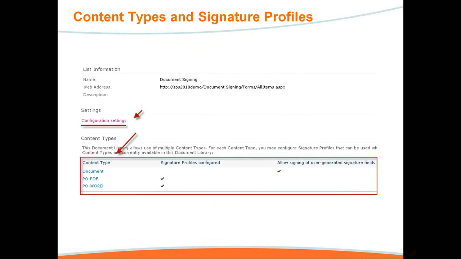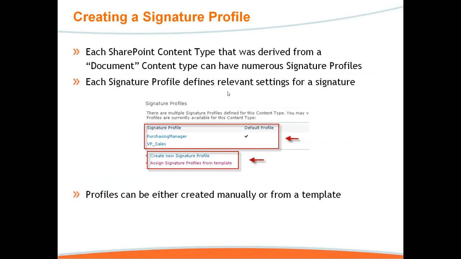Now, another way you can manage the signature locations is by using the SharePoint content types. For each document, or for each set of documents, you can create a different content type, as you know, and then you can configure the signature profiles based on these content types. For example, you can see here we have 3 content types, and by clicking one of them, you will be prompted to a screen where you can create these signature profiles.